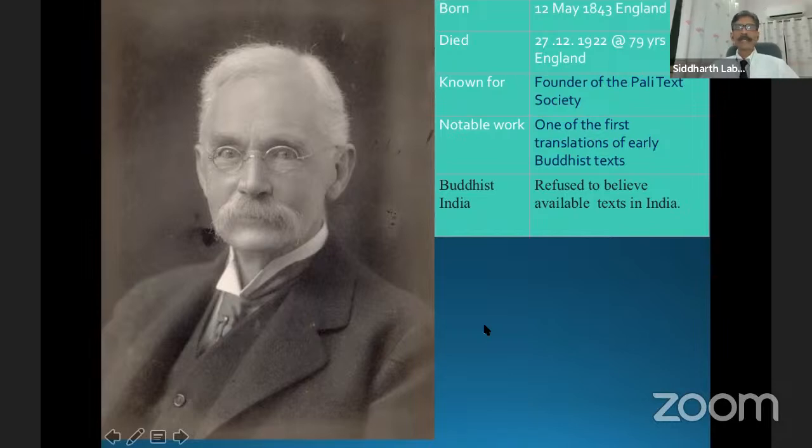And he used to tell us, don't believe in the history explained by the Indians. In his book, Buddhist India, he writes, don't believe the available texts in India. And he proved that this history you are telling about the mythological character of the Buddha is wrong, he was not a mythological person, he was a human being. He is one of the persons. So again, I'm thankful to this person.